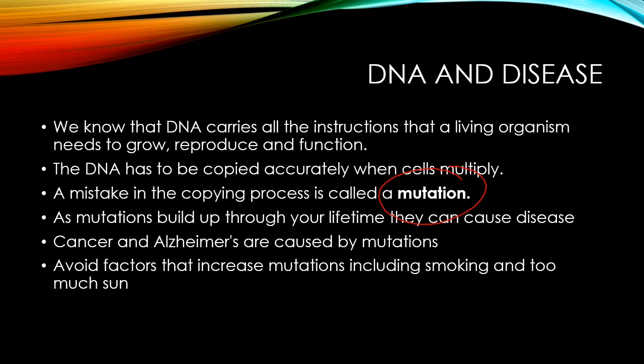Obviously, we don't want these mutations to take place. Some things do cause these mutations, and we want to try and avoid those things. Smoking contains tar and chemicals which cause more mutations to take place. Also, if we're out in the sun too often, the UV light from the sun can cause more mutations, which leads to things like skin cancer. So we want to avoid smoking, of course, and too much sun.